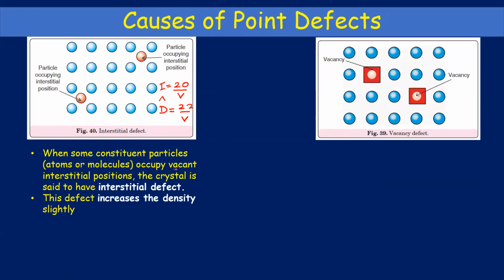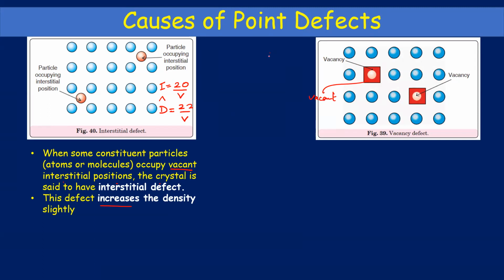First, atoms that occupy vacant interstitial positions in a crystal are said to have an interstitial defect, and this defect increases the density slightly. Now vacancy defect. Vacancy means we expected a blue atom here, but it is now vacant. There is no red atom or square-type atom. It is vacant. So this position is vacant, and this leads to vacancy defect.